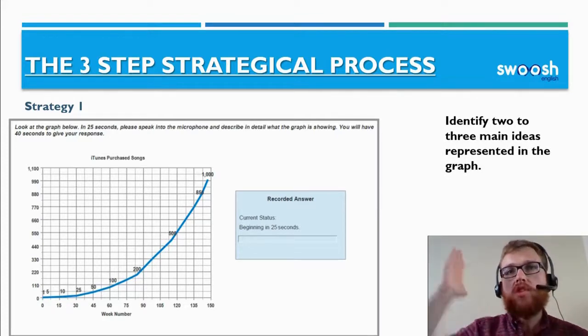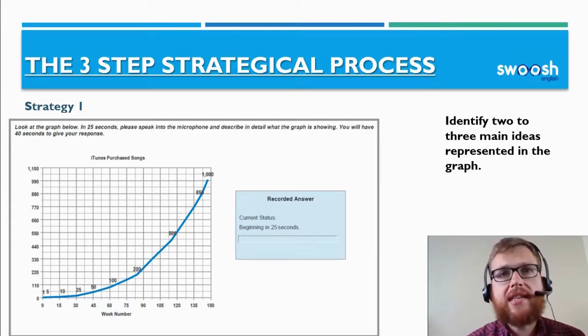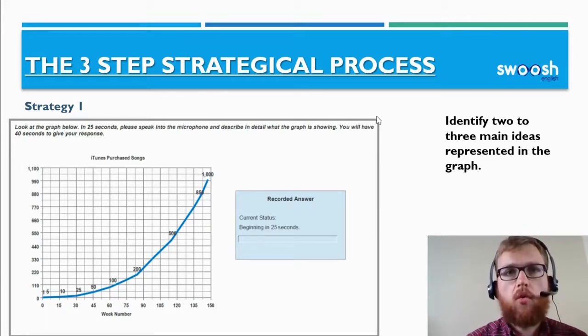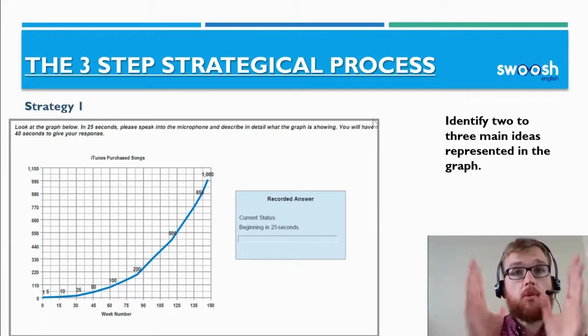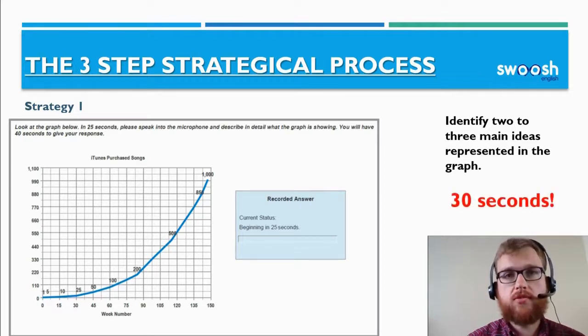All right, so I want you now to identify 2 or 3 main ideas that have been represented in this graph. What information can you take from your brainstorming section and how can you start to put this into ideas in your graph? You have 30 seconds to do this.